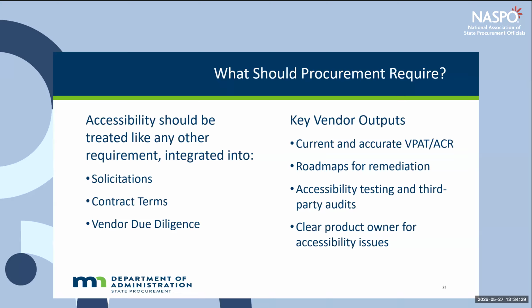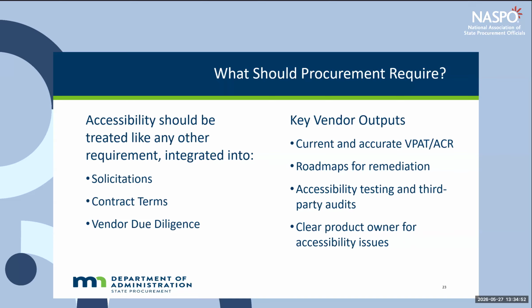So that's a voluntary product accessibility template. I know maybe Jay, you could put that in the chat. I don't always remember my acronyms. Roadmaps for remediation. So if you have a vendor that's coming on to fix the thing that you maybe can't afford to totally replace, but you're going to have them remediate it, you want to give them a roadmap with markers.